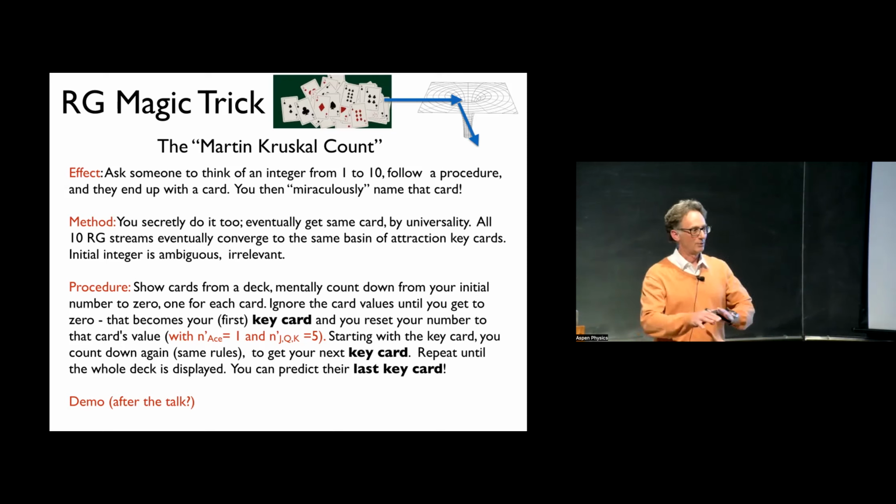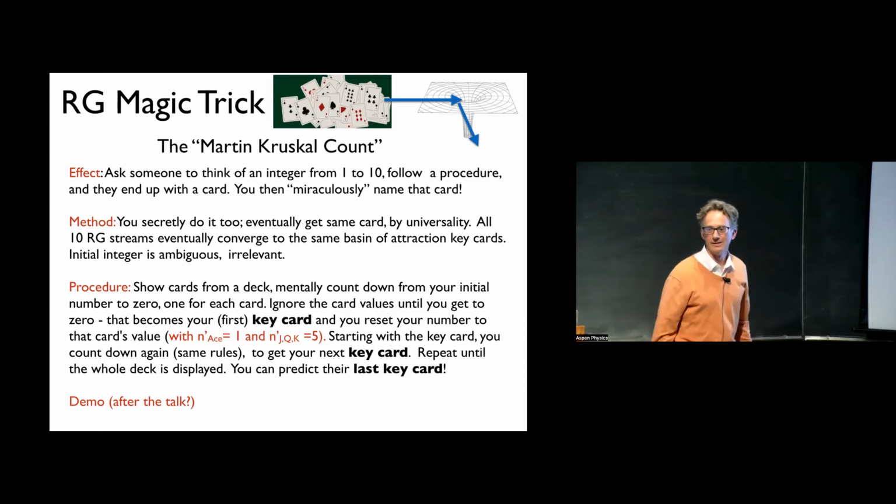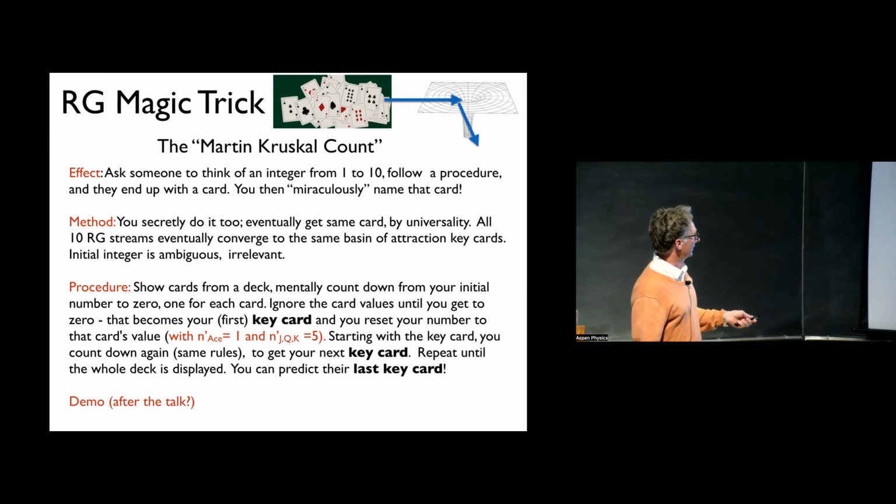So the idea that I had was we could all in this room give some number from 1 to 10, and then we can raise our hands when it starts to converge. But you just do the same thing too, and eventually you'll get the same card as they do by universality. All of the 10 streams eventually converge to the same basin of attraction. The initial integer is ambiguous and irrelevant anyway. This is like the UV limit of QED, where it's kind of ambiguous. It's irrelevant as far as we're concerned.